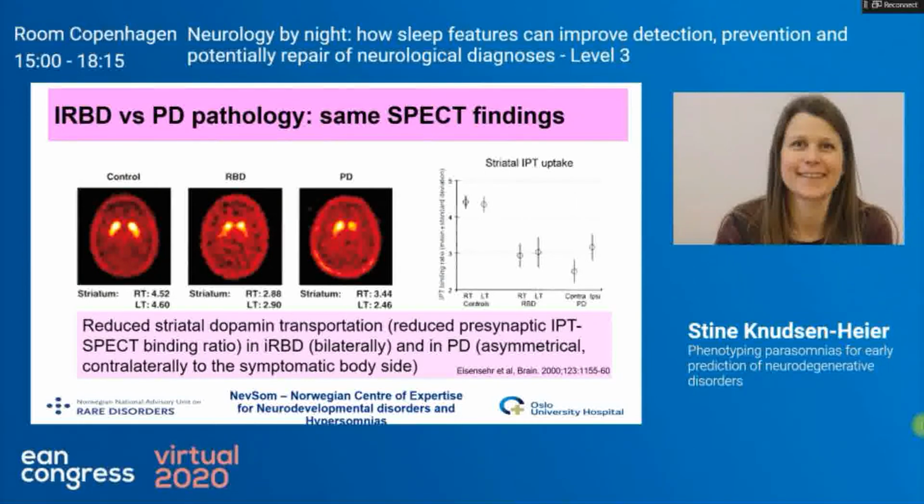Here, for example, SPECT findings, where you can see that there's reduced striatal dopamine transportation, both in RBD patients that only have RBD, REM sleep behavior disorder, more or less the same findings as you see in Parkinson's disease. Though in Parkinson's disease, you see a reduced dopamine transportation contralateral to the symptomatic body side, but in RBD, it's bilateral. But they have no Parkinsonistic symptoms at that point, the RBD patients.